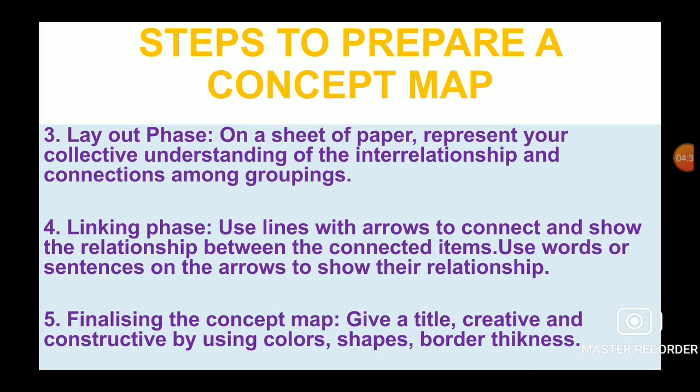Now comes our fourth step, which is the linking phase. In the linking phase, we use lines and arrows to connect the various concepts and to show their relationships. Now, how will we show the relationships between the concepts? By using simple words or simple sentences.